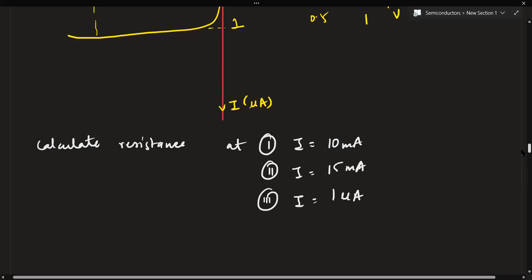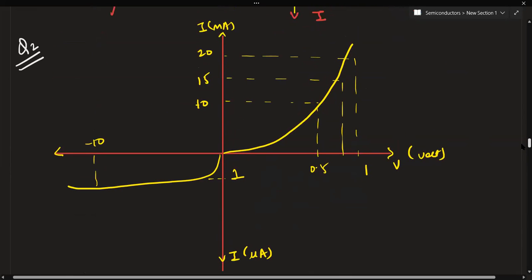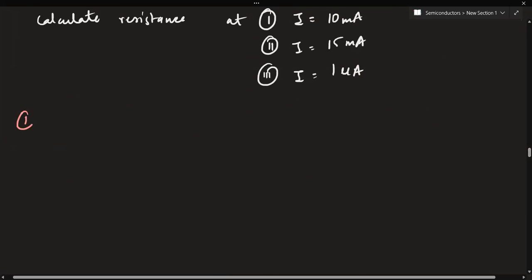Now see, for current at 10 milliampere, 10 milliampere means this part. So what is the corresponding voltage to this 10 milliampere? 0.5. And what is the relation between resistance, voltage and current? V is equal to IR. So R will be equal to V by I. So since V is 0.5 and I is given as 10 milliamperes, meaning 10 to the power minus 3, this will be 50 ohms. This will be the resistance at current of 10 milliampere.